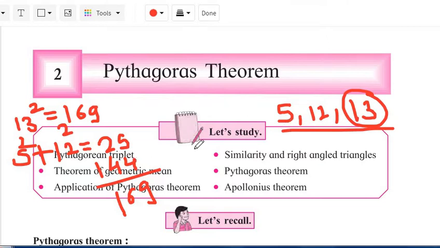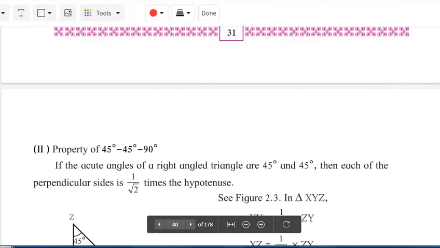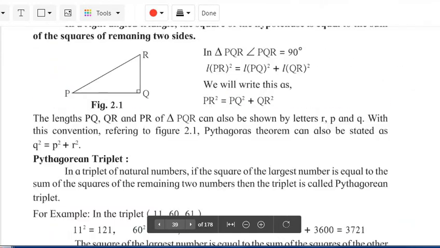And that means this 5, 12, 13 is a Pythagorean triplet. Why is it a Pythagorean triplet? Because this greater number square, or greater side square, is equal to the sum of the squares of the remaining two sides, and that's why it is a Pythagorean triplet. Next point, theorem of geometric mean. First let us recall.